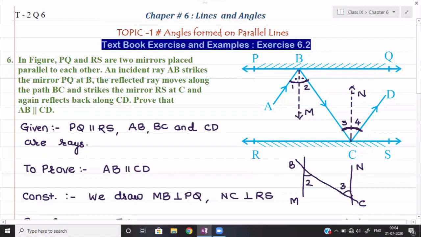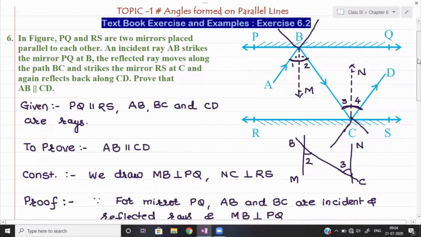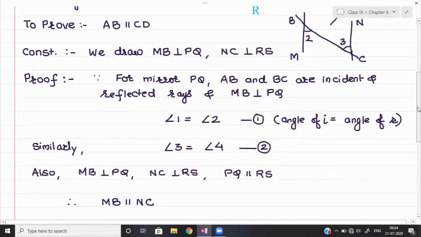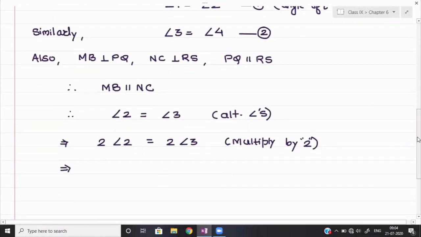Because if I produce this line AB a little further, and CD also in the same manner, like this, see it carefully, they form alternate angles. Angle 1 plus angle 2 means angle ABC, and angle 3 plus angle 4 means angle BCD. So our task is now to prove at the end that angle ABC and angle BCD are equal. That's why I have multiplied by 2 on both sides.